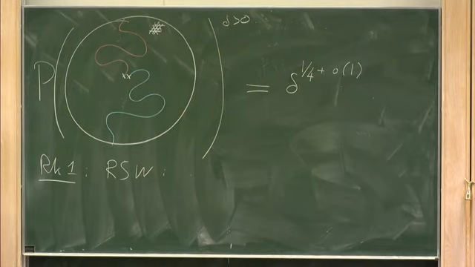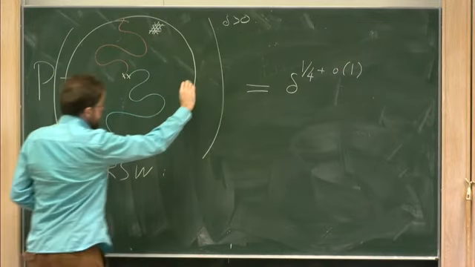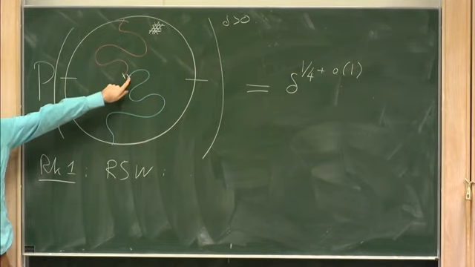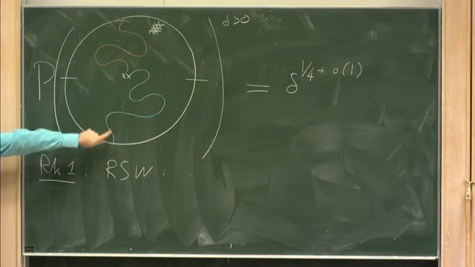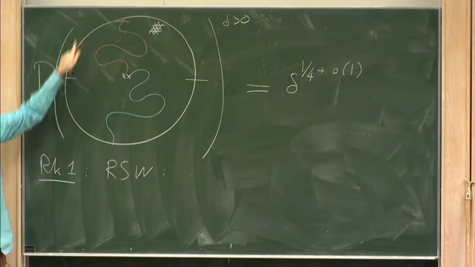And from that, in fact, what you can look at is the probability that this happens, that the blue arm here has to connect to the bottom of the boundary, and the red arm has to connect to the top half of the boundary.